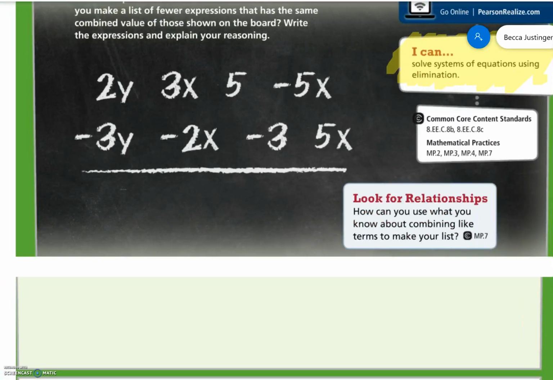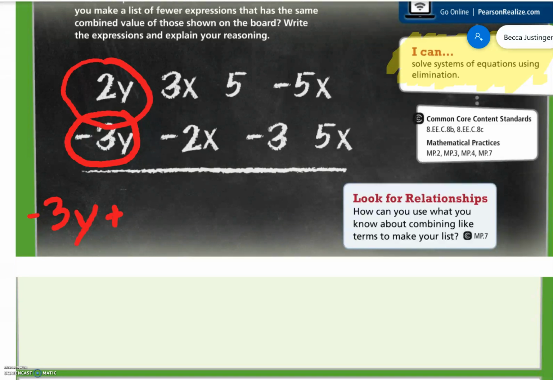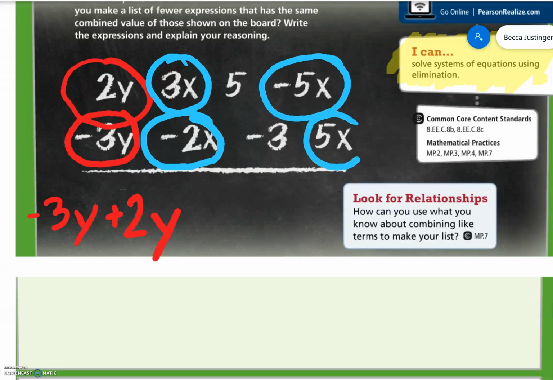Okay, so I'm choosing to combine like terms. I see I have a negative 3y and a positive 2y. So we could write that as negative 3y plus 2y. Then I also see some x's. I see a 3x, a negative 2x, negative 5x, and a 5x. Well, right away I see negative 5x and 5x are opposites. They cancel each other out. So I'm left with positive 3x and negative 2x.